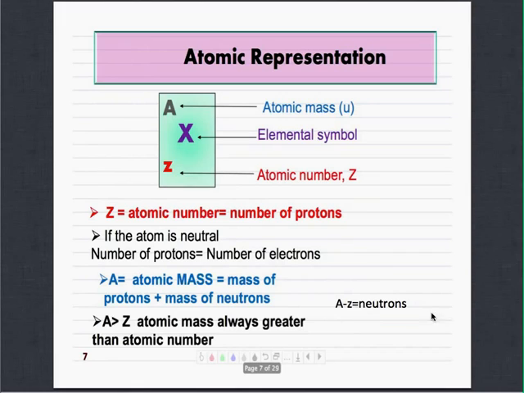And we're going to learn today that this A is an average of more than one isotope, and that makes the approximation even a little further from reality.